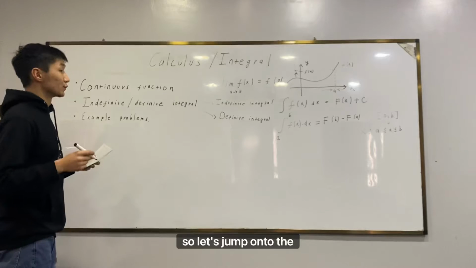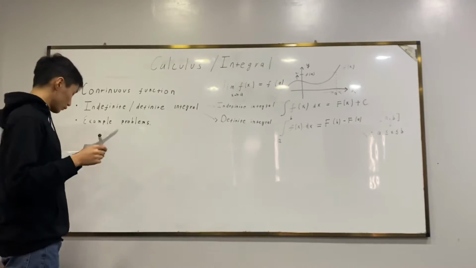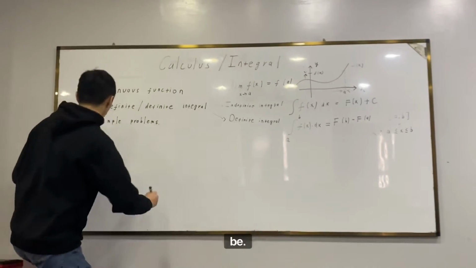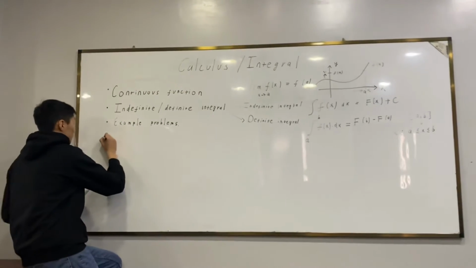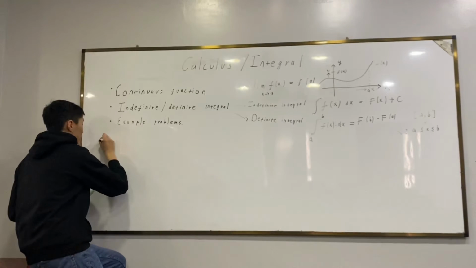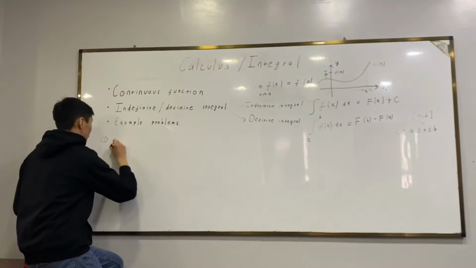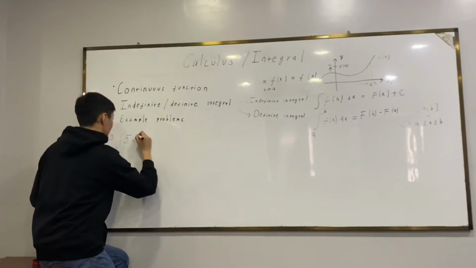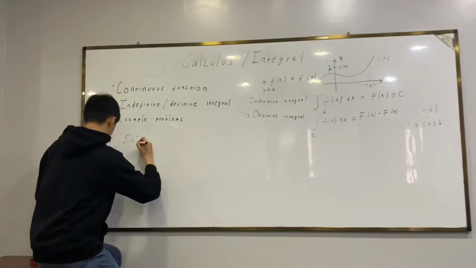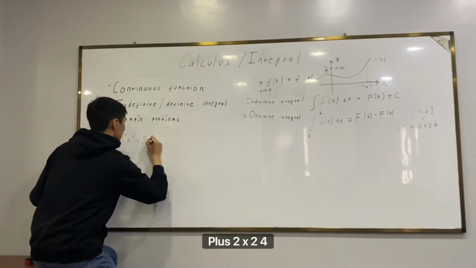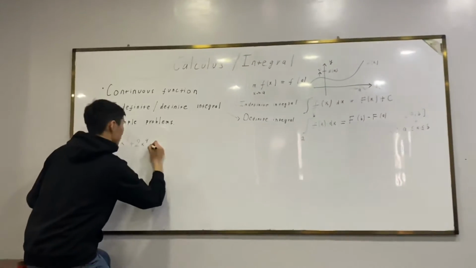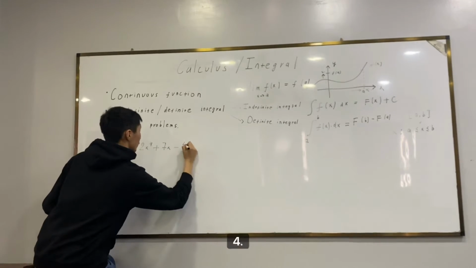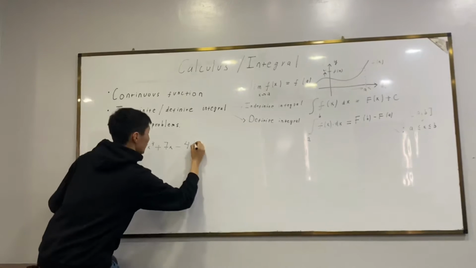So let's jump on to the example problem. The first problem will be the integral of 5x^6 plus 2x^4 minus 7x minus 4 dx.